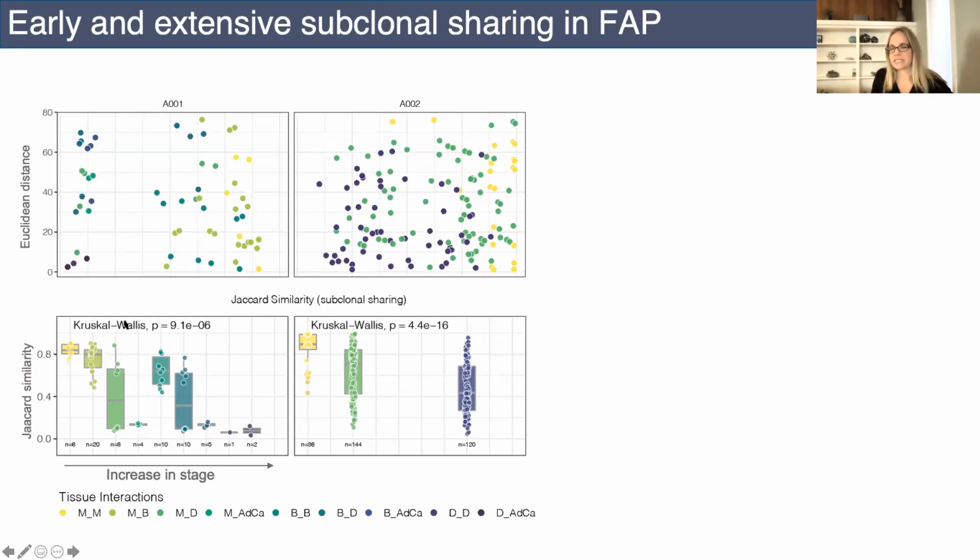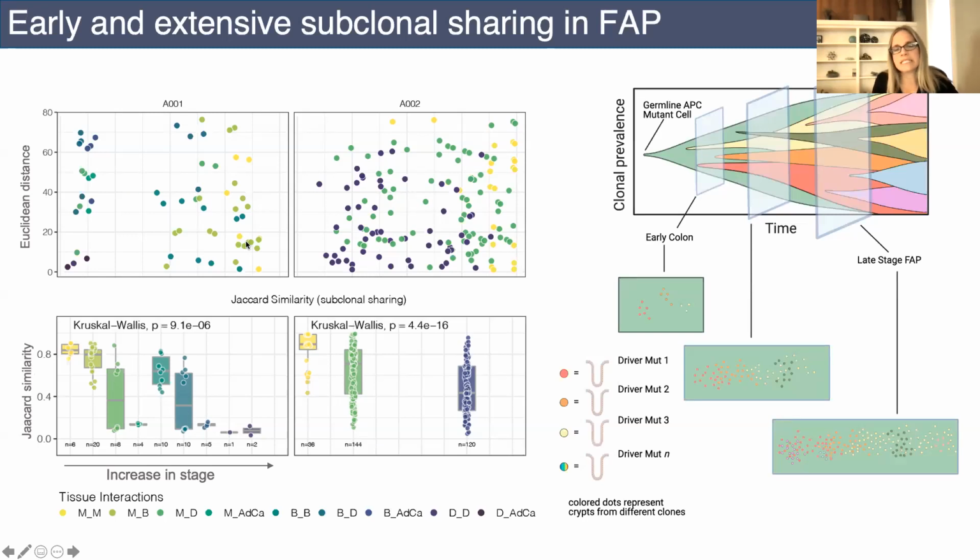We could also look at this a different way and look at the interactions that are observed, again plotting Jaccard similarity according to increasing stage for interactions between mucosal regions, mucosal and benign, mucosal and dysplastic, and so forth. What we tend to see across many of the patients in this cohort is that with increasing stage, there's a decrease in the extent of sharing that's observed. Really what this leads us to is a model in which we envision that early during tumor development, it's very easy for these polyps to spread, for mutations to spread.